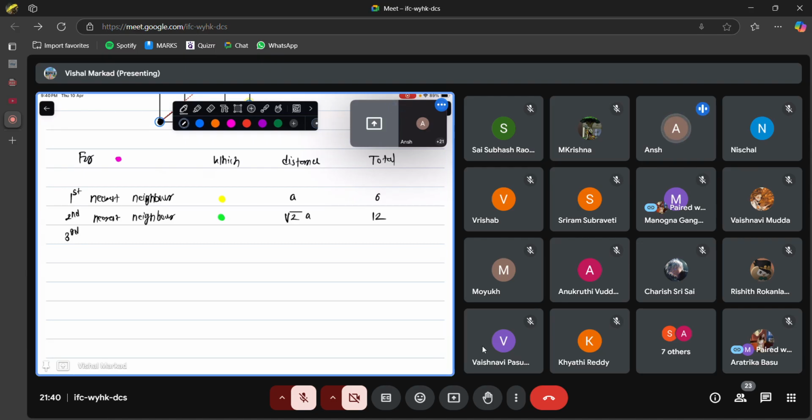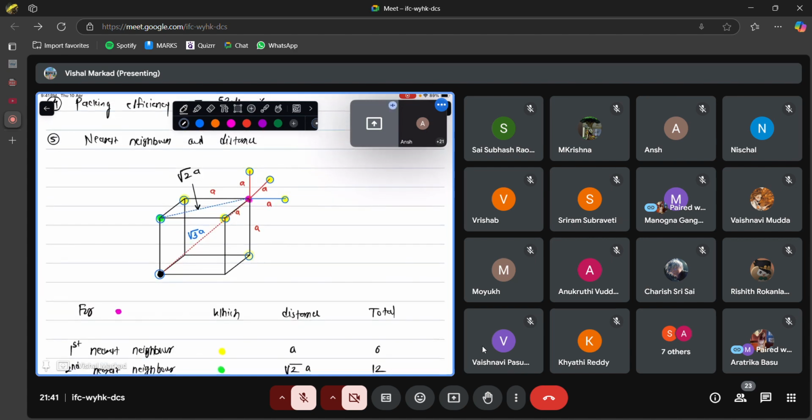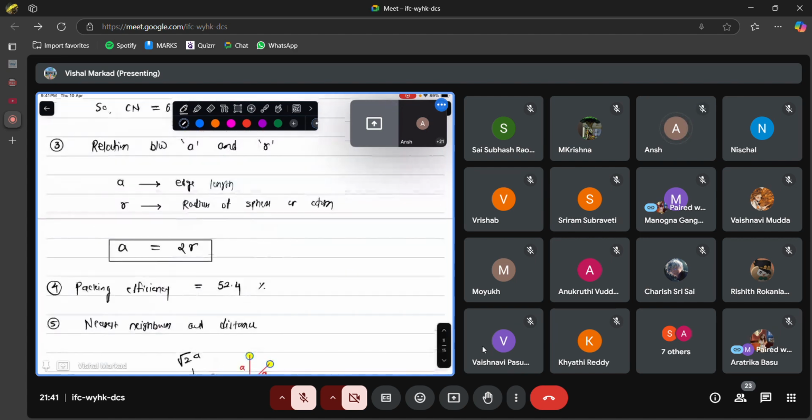What is the third nearest neighbor and distance? The black one. Which one will be there? Black one. And what will the distance? Root 3a. And this will be a total of 8. Directly you can remember: 6, 12, 8. Clear this thing?